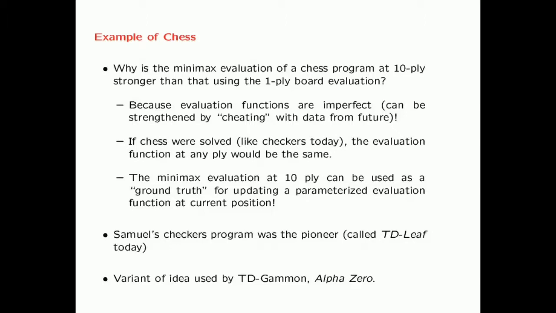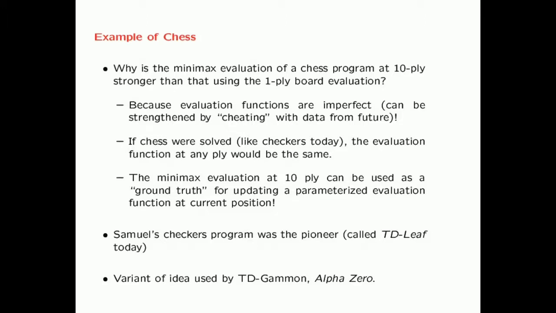It's only when working with a heuristically imperfect evaluation that looking ahead tells you something about the errors that your imperfect evaluation made. And the fact that these are errors gives you the basis to correct these errors. It tells you that what the evaluation is 10 ply down should be used as some kind of ground truth to correct the errors that you made at the current point.